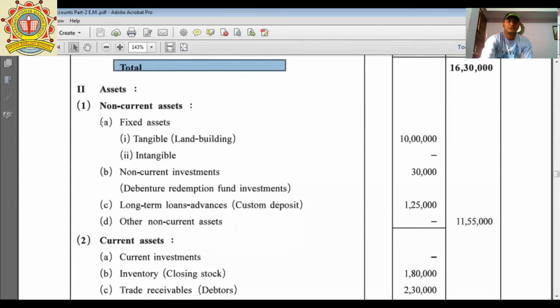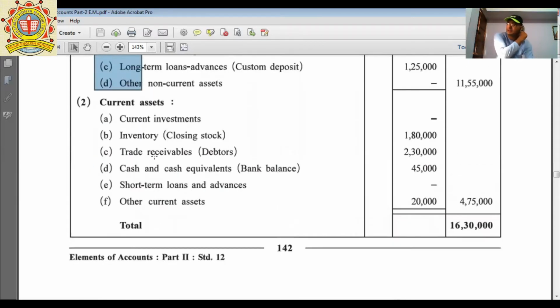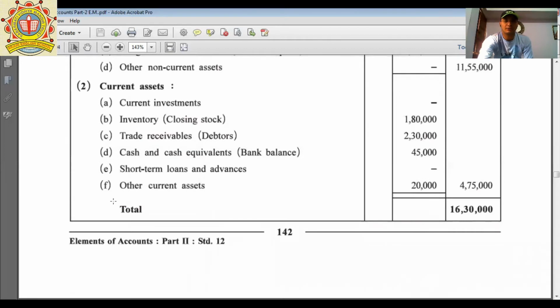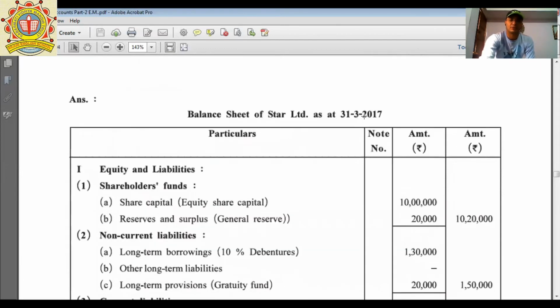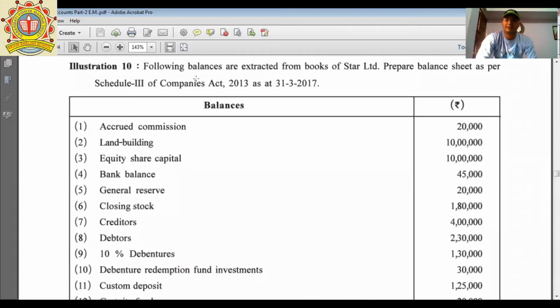Next, assets. Under the non-current assets, there are four items. Under the current assets, there are six items. And finally, the total of this. Now, if the total of equity and liabilities and the total of assets are both the same, then we can say that this sum is completely right. So it depends on all the items that we have recorded in this answer. Okay. So again, I'm starting a sum. Format is ready.